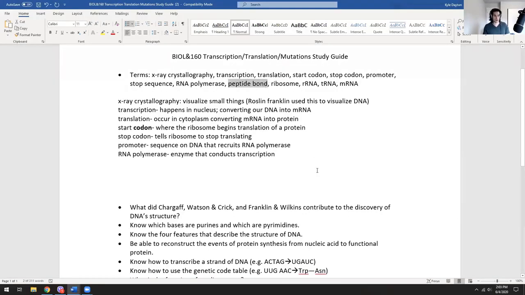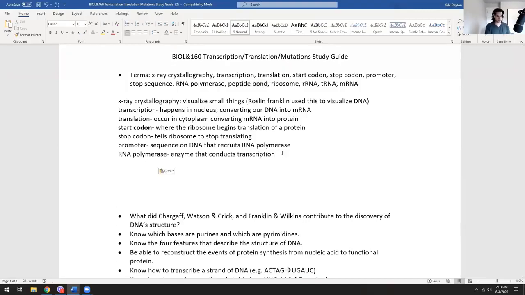Peptide bond, that's what we're going to find between each amino acid in a protein. This is what binds your proteins together. Every time you bring in a new amino acid, you're going to bind it to another amino acid using a peptide bond, or the peptide bond is what you're forming between them.